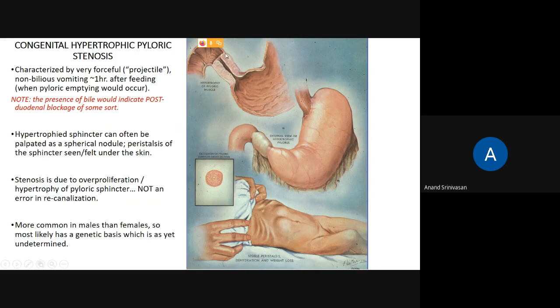So what is the characteristic? Because the pylorus is hypertrophied, as a result, what will the person have? Projectile vomiting.